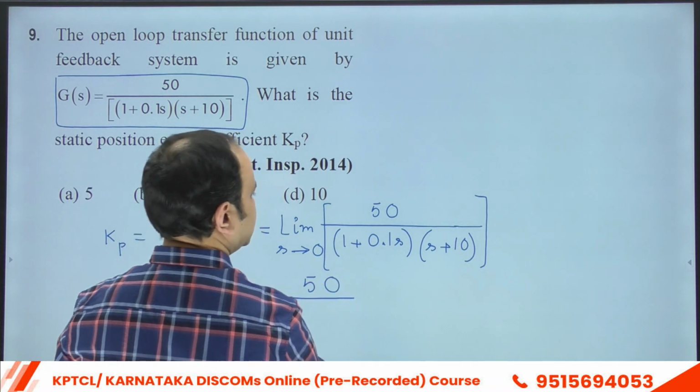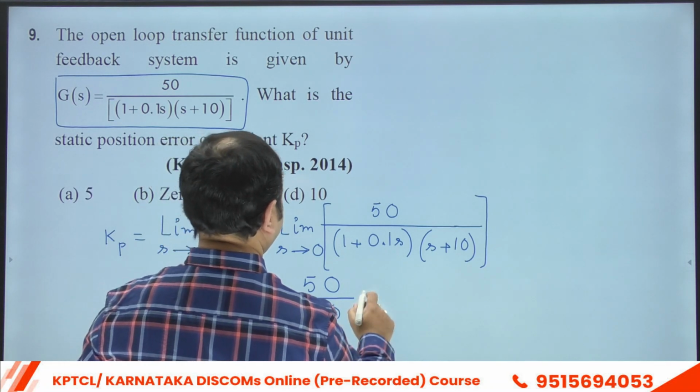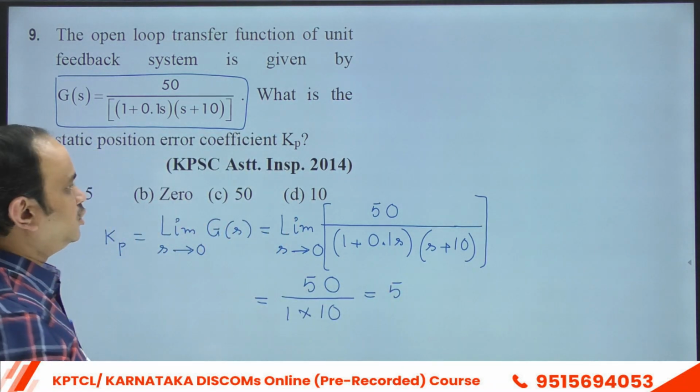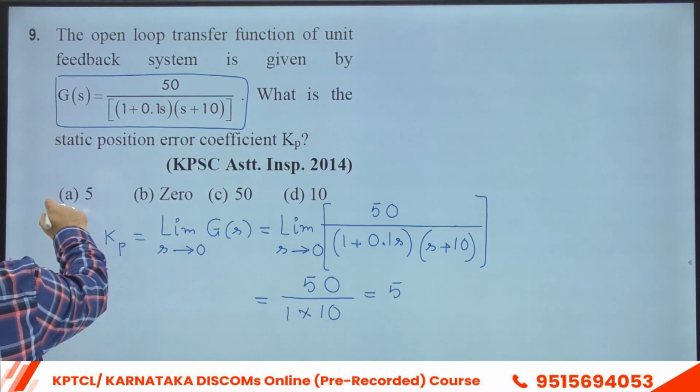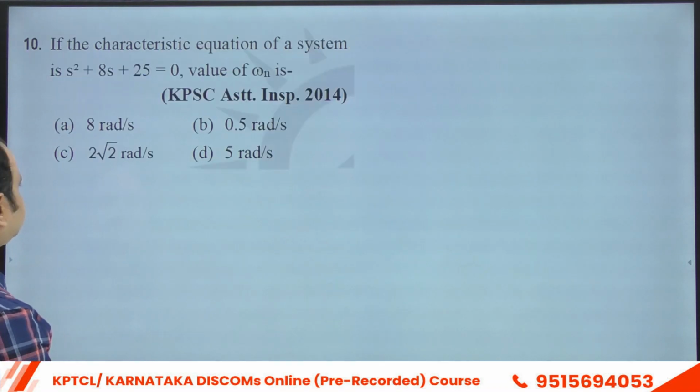50 divided by 1 into 10. So this can be simplified to the numerical value of 5. So option A is the correct answer.